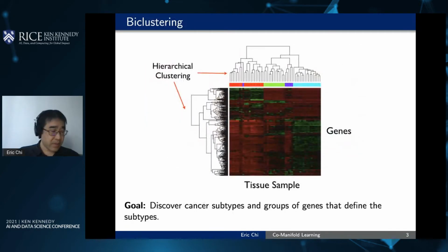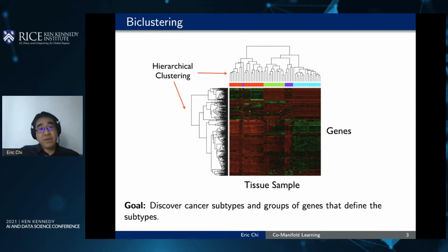Okay, so I want to start off first by talking about a simpler task, the biclustering problem. This is going to set the stage for why you want to do something maybe a little bit more complicated with this kind of nonlinear dimensionality reduction, co-manifold learning. In the biclustering task, you have a data matrix, and you would like to identify column groupings or clusters, and simultaneously learn or discover row groupings or clusters.